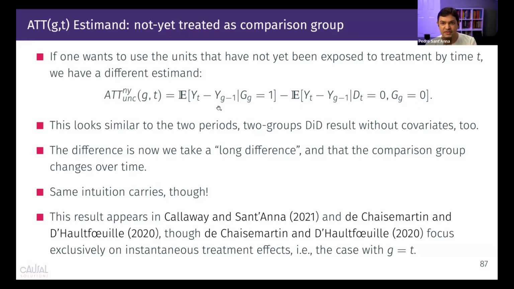This result appears in Callaway and Sant'Anna, and also in de Chaisemartin and D'Haultfoeuille, though in their AER paper they focus only on the case where g and t are exactly the same. So in the AER paper, they focus on the case of instantaneous treatment effects, and they do that because their paper allows for treatment to turn on and turn off, right? The framework is more complicated, so to do everything in a single shot, they have to rule out dynamics. Callaway and Sant'Anna focus on staggered adoption, so because the setup is simpler, we can allow for richer dynamics in that situation.